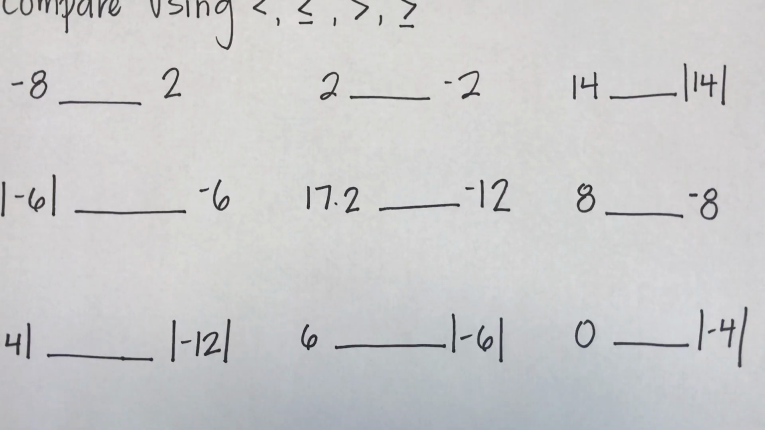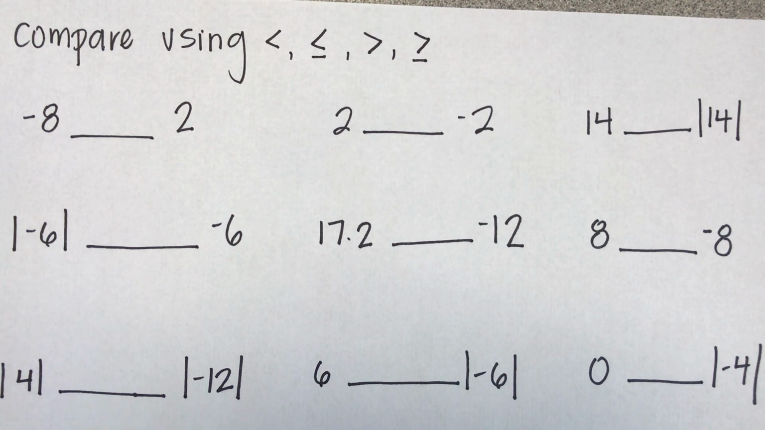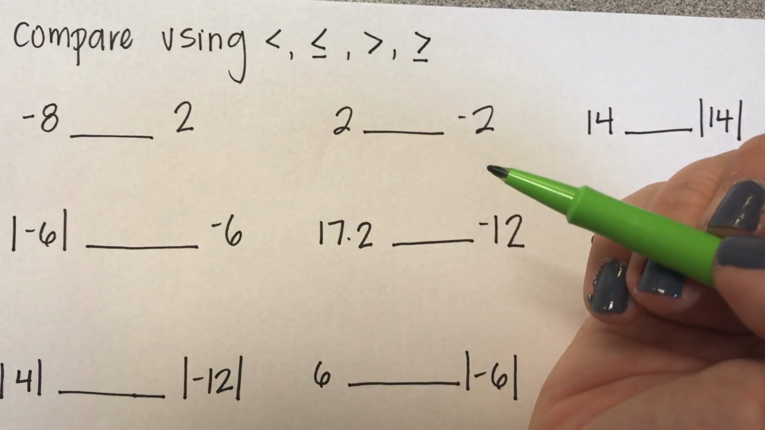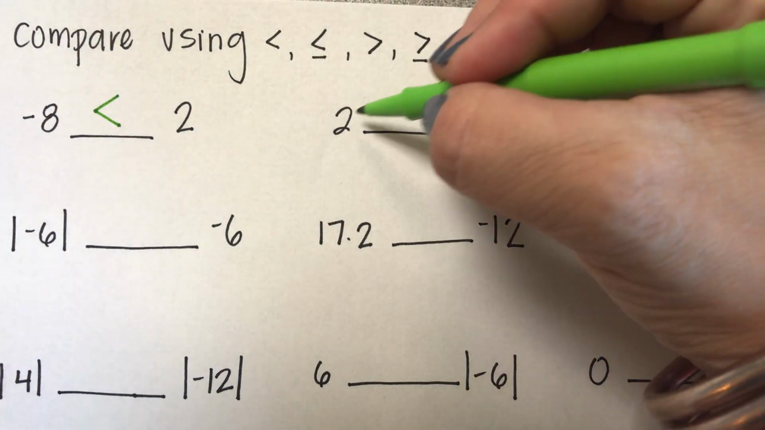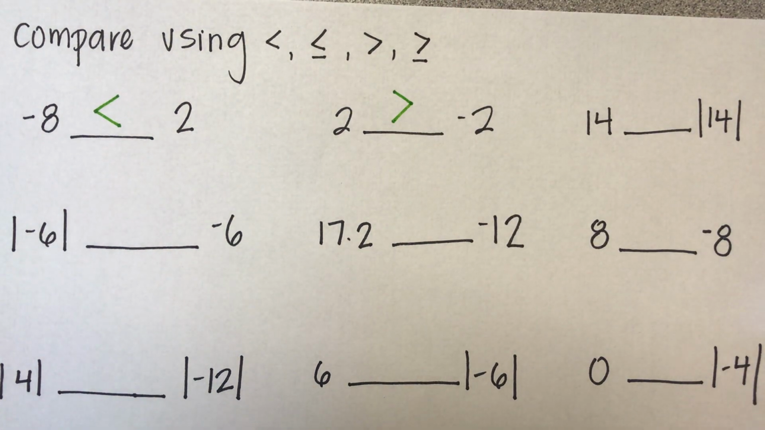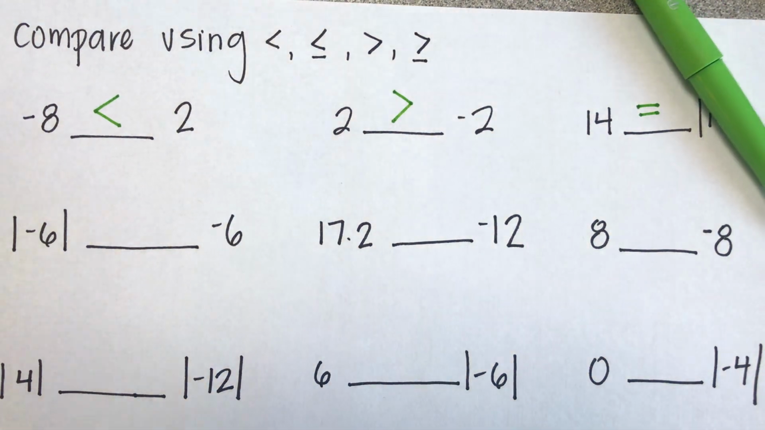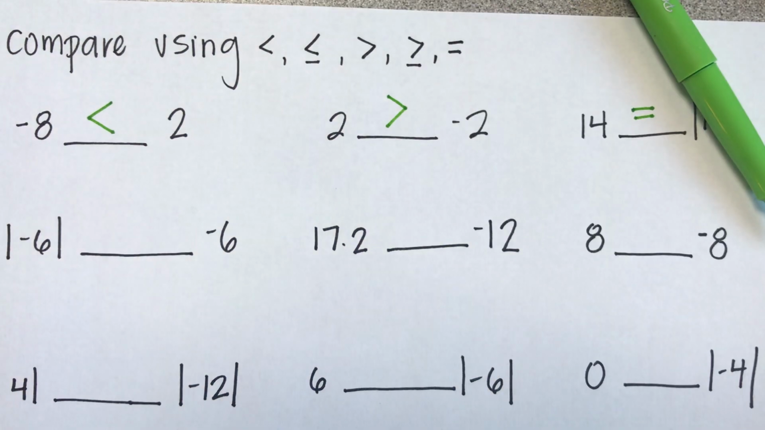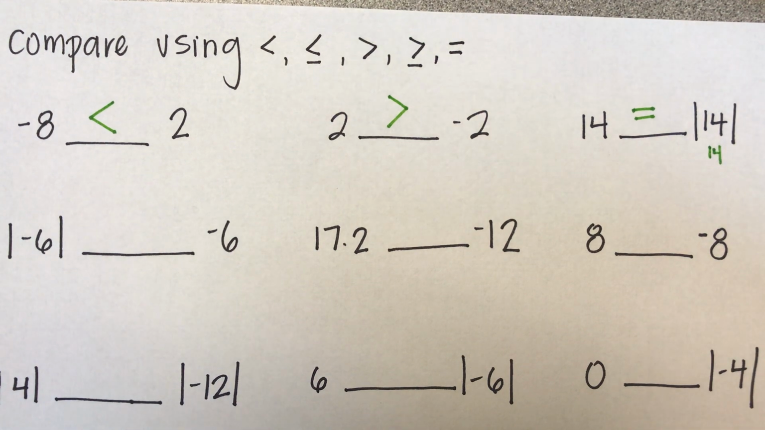So on the other side of your notes, we're going to compare. Okay, so this is using like, I always describe it as like the alligator, right? The alligator wants to eat the bigger number. So which one is greater, -8 or +2? If there's a negative and a positive, the positive is always bigger. So like here, which one is greater, 2 or -2? +2. What about 14 and the absolute value of 14? Those are equal to. Okay, and actually I didn't include that up here as an option, but there we go. Okay, we should add equal to. They're the exact same. The absolute value of 14 is 14.